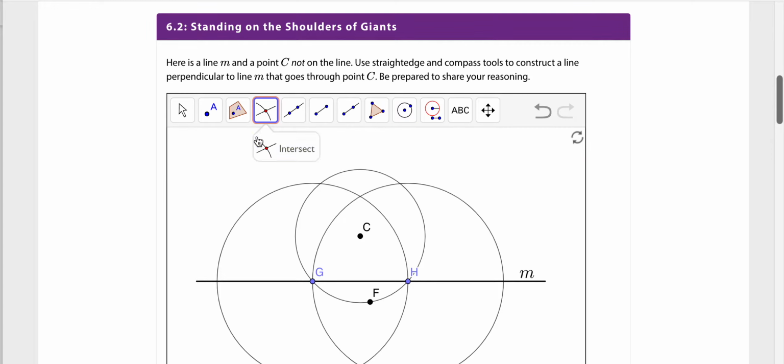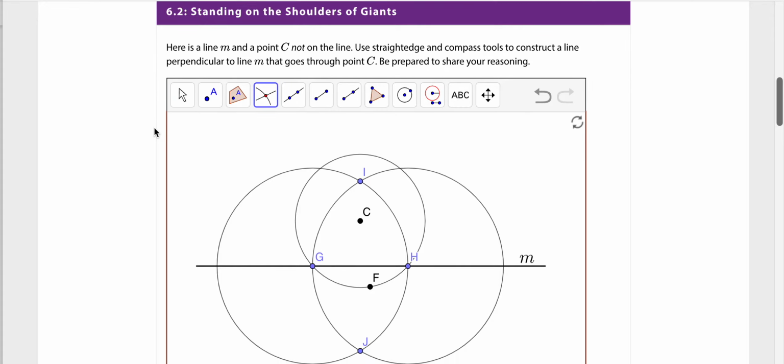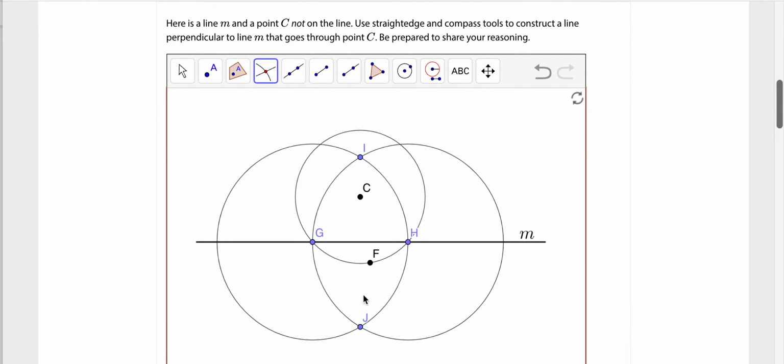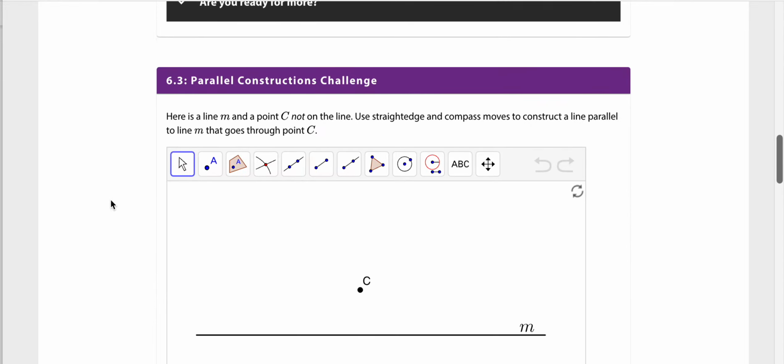So now at this point, what I can do is grab my intersection tool and mark both of the intersection points. They come out I and J. And when I draw this line here, I've created a perpendicular line through I and J, perpendicular to line M, and it also by definition passes through C, since the perpendicular bisector is the set of all points equidistant from the two endpoints, in this case G and H. All right, so that's the perpendicular line. Let's move on to the parallel one.